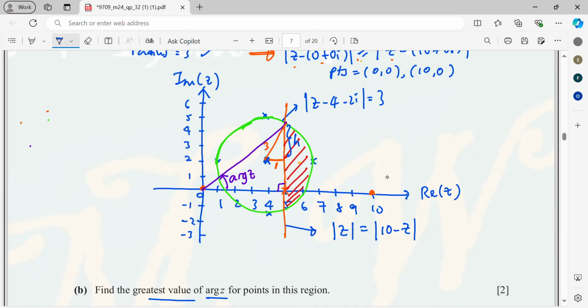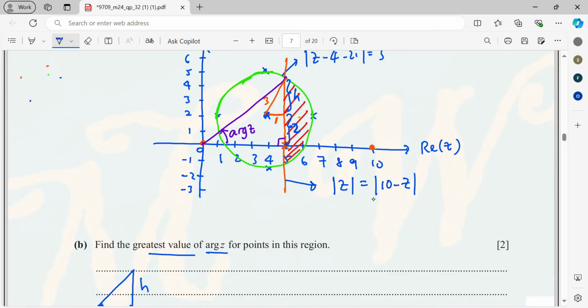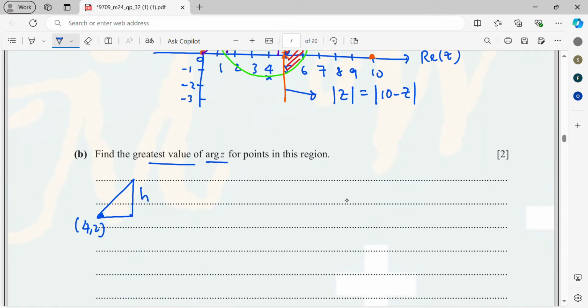As long as I know my height, and this is the same as 2, here is 2 units, then I know that my vertical axis, or the opposite side of the argument z, is h plus 2. Then my horizontal axis, or adjacent side, is 5. So here I will just draw the triangle. This is the center, 4, 2. Then this is h, and the horizontal distance is 1 because 4 to 5. So here is 1 unit.